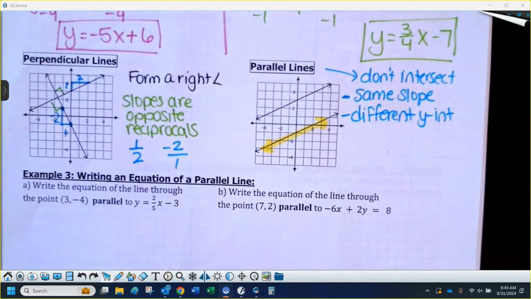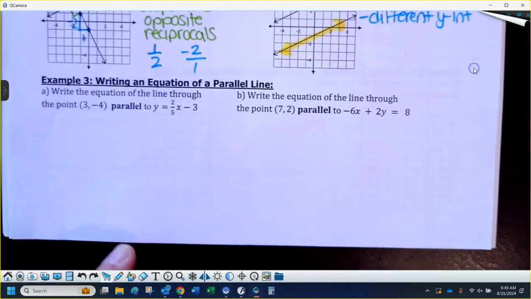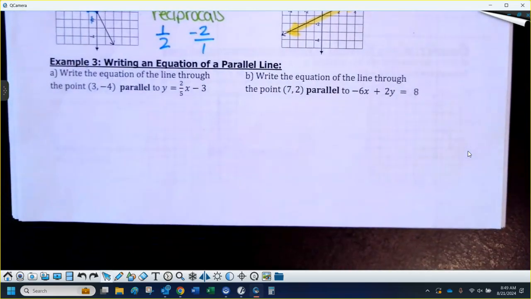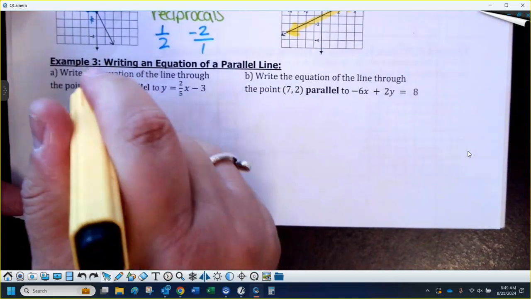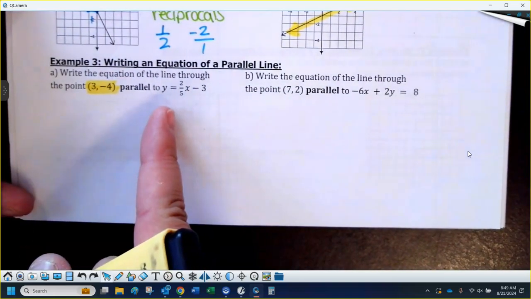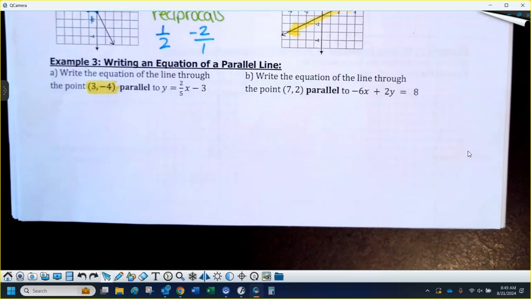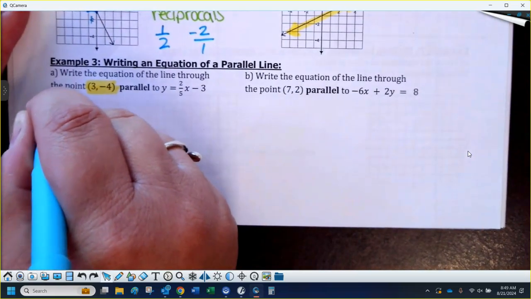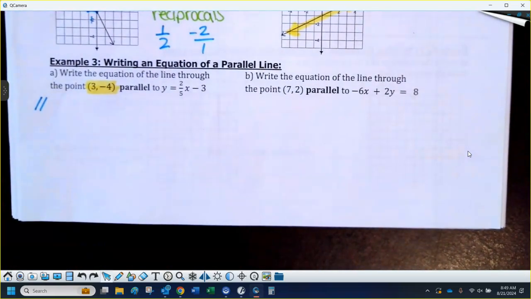Okay, now I'm going to have you guys write some more equations of lines, and we're going to do this in two different formats. I'm going to do it from slope-intercept form and from standard form, and we're going to use point slope to help us do this. All right, so it says write the equation of a line through the point that is parallel to this given line, which says y equals 2/5 x minus 3. I'm just going to put a little symbol like that for parallel. You guys okay with that?